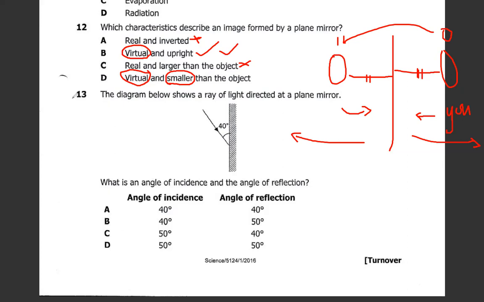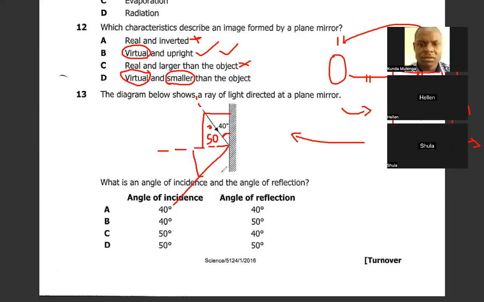The next question says the diagram below shows a ray of light. This is the ray, which is an incident ray, which is going toward the boundary at 40 degrees. What is the angle of incidence and the angle of reflection? So this is a mirror, and we also have to draw a line that meets the boundary at 90 degrees, and this is called a normal ray. So because it's at 90 degrees and we are already given this as 40, we expect here to have 50 degrees.